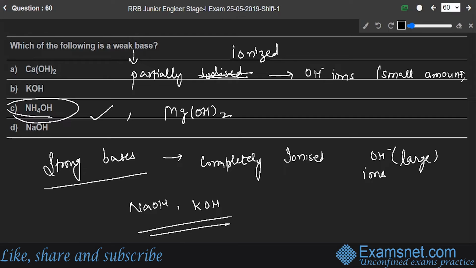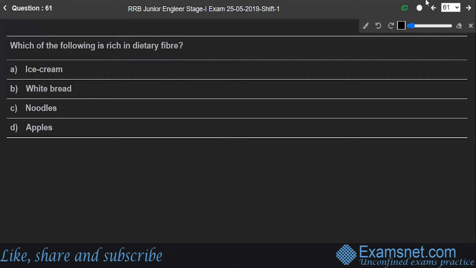Ammonium hydroxide, if I talk particularly about it, is used as a cleanser, in manufacturing of plastics, rubber, fertilizers, etc. So, C option, right answer to the question. Hope you understood that. Next, let's move to the next question. Question number 61. Which of the following is rich in dietary fiber? Is it ice cream, white bread, noodles, or apples?